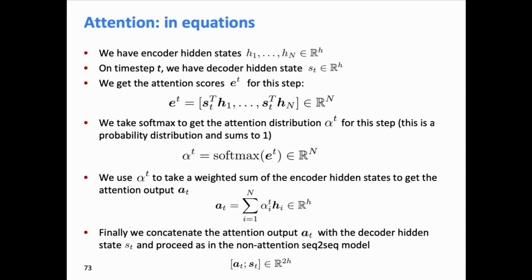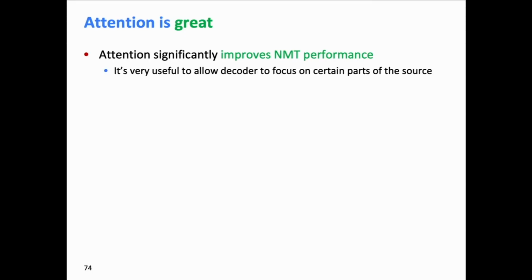So attention, if it's not clear, is pretty cool. It has a number of advantages. One advantage is that attention just significantly improves NMT performance. And the main reason why it improves it is because it turns out it's super useful to allow the decoder to focus on certain parts of the source sentence when it's translating. And you can see why this makes sense, right? Because there's a very natural notion of alignment, and if you can focus on the specific word or words that you're translating, you can probably do a better job.